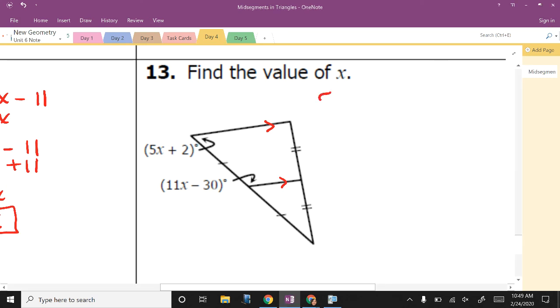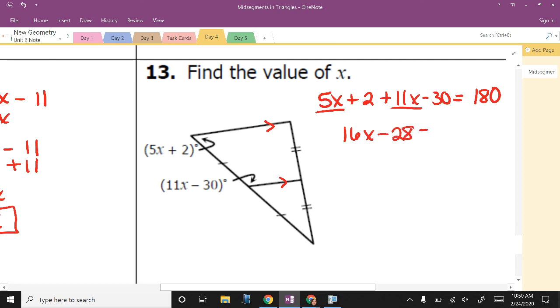I say 5x plus 2 plus 11x minus 30 equals 180. Any question on that setup? All right, so combine like terms. What is 5x plus 11x? Good. And positive 2 minus 30 equals 180. And then we'll add 28. So 16x equals 208. And divide by 16 and x equals 13.